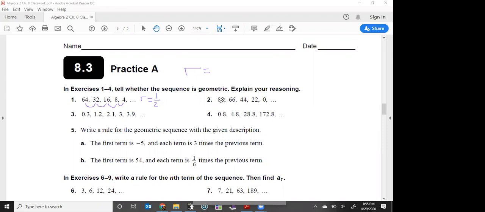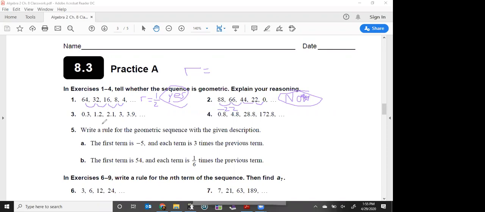Okay. What about here? Do I keep multiplying? Well, no, I keep subtracting 22. Subtracting by 22 is arithmetic, not geometric. So that's a no. So this one was a yes because I was multiplying. This one was a no.